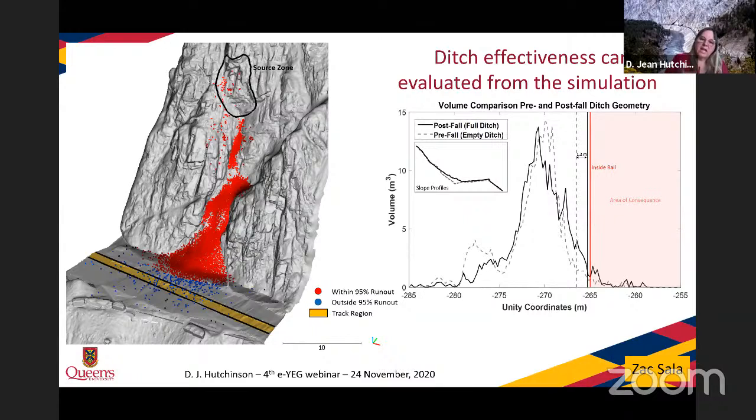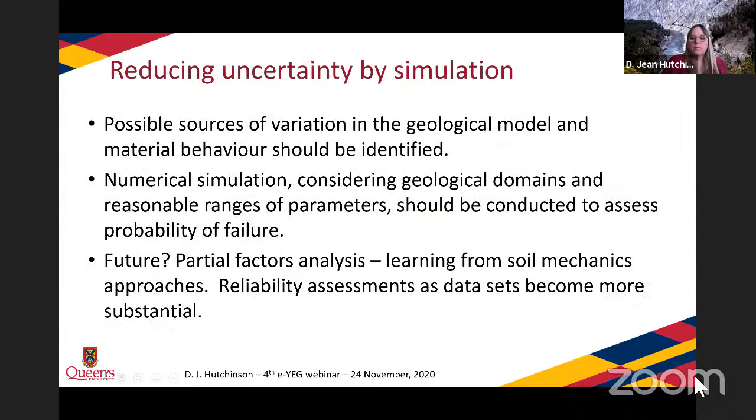And so this is a way of taking this type of analysis from a probabilistic basis to think about how effective a ditch might be. So hopefully you've seen now that we can also reduce uncertainty by simulation. So we're thinking about possible sources of variation in the geological model and the material behavior, and these need to be identified as much as possible in advance. We run numerical simulations using a variety of different methods, considering the geological domains and also reasonable ranges of parameters, and these need to be conducted in order to assess the probability of failure.